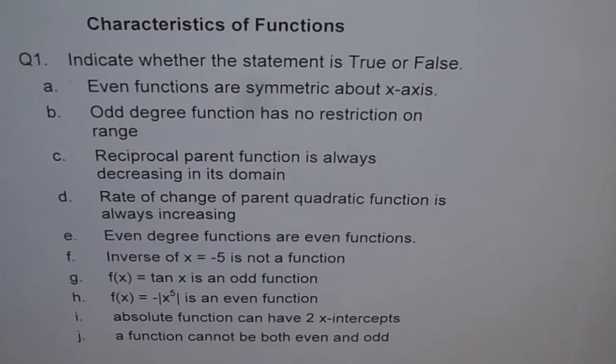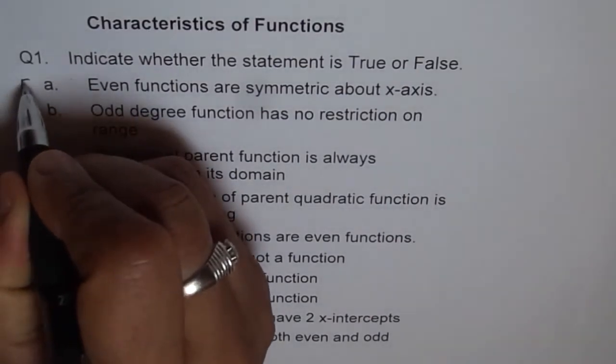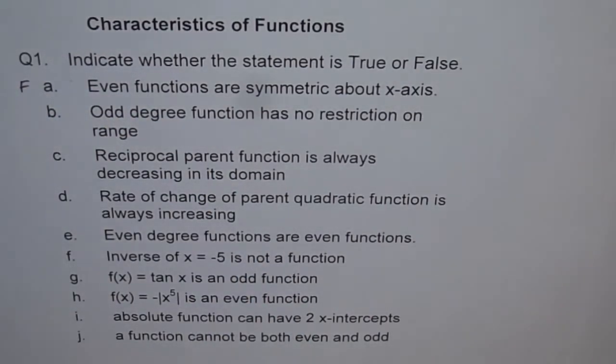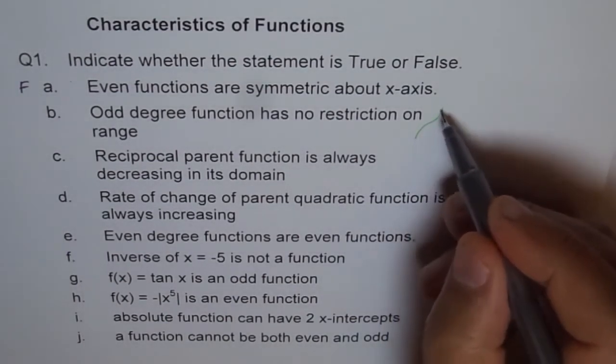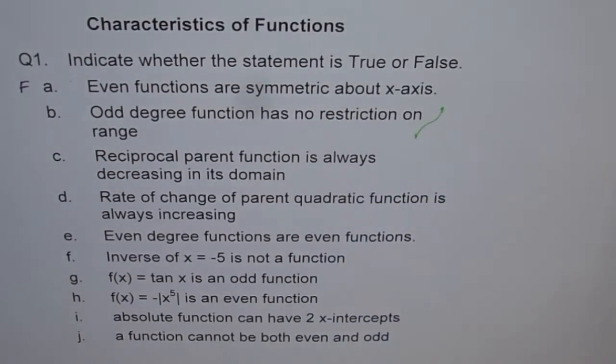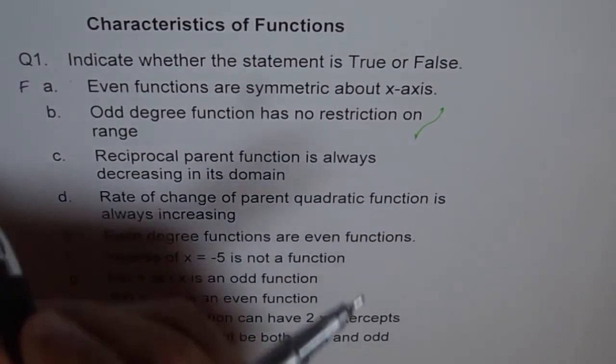Question 1a is, even functions are symmetric about which axis? It is not x, it is y-axis, correct? And therefore, this statement is false. Odd degree function has no restriction on the range. That is true. The odd degree functions go from minus infinity to plus infinity, right? If you remember, like x cube, you can take simple examples like x cube like this, right? So as far as range is concerned, they have no restrictions, right? That's true.